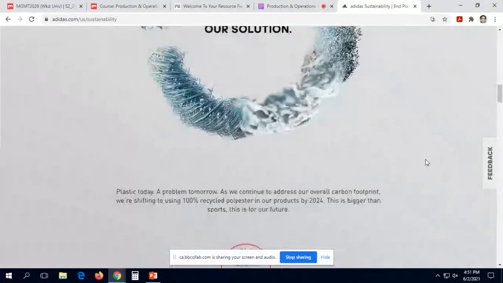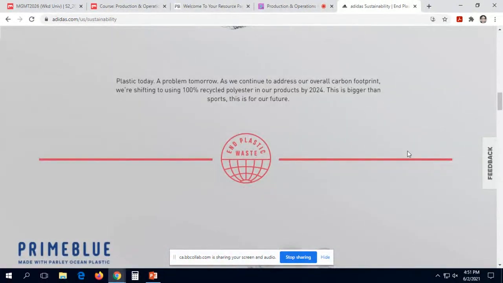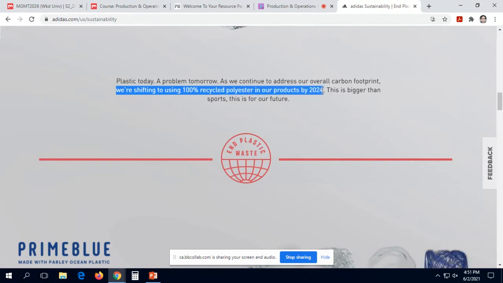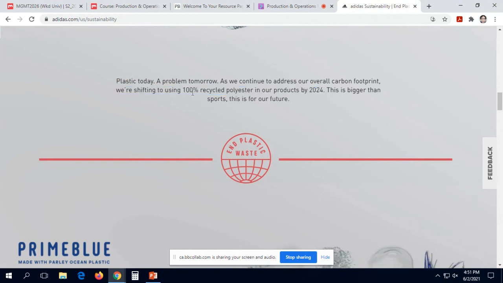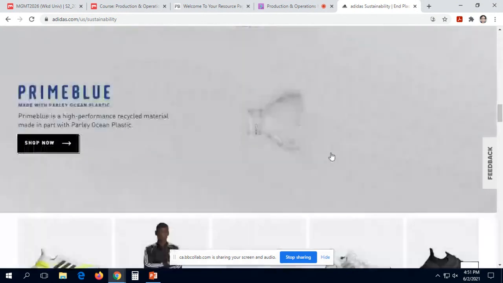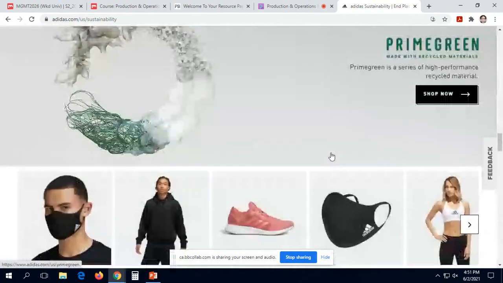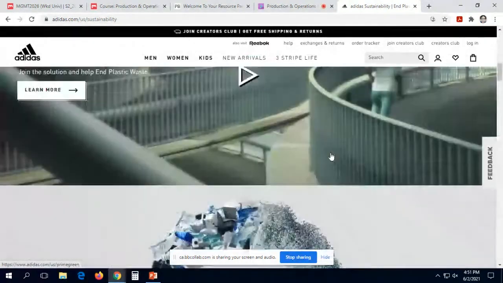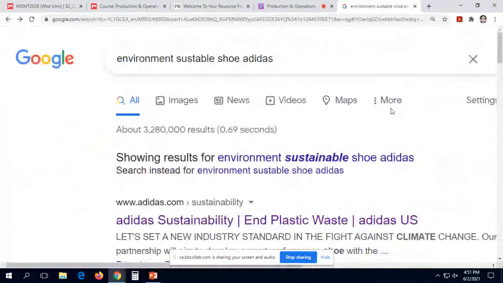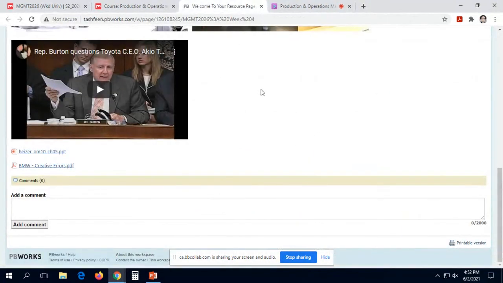Yeah, so this is great. We are shifting to using 100% recycled polyester in our products by 2024. 100%. Yeah, to address the overall carbon footprint situation. Very good. Please find some time, run a Google search on Adidas environment sustainability shoe, something like that, and learn about what they are doing.